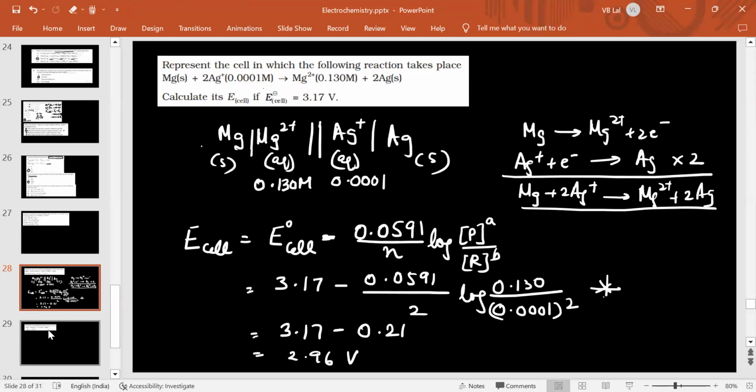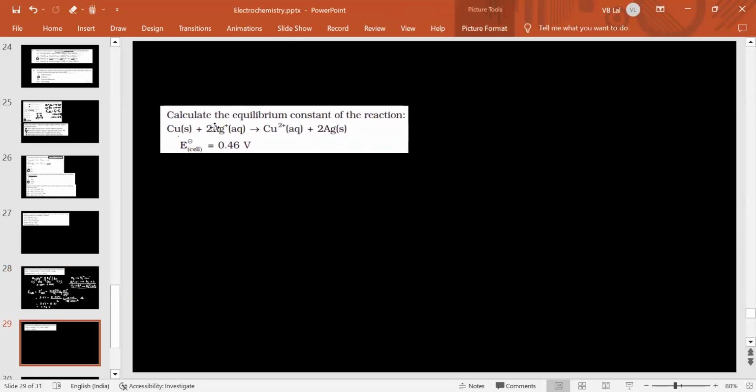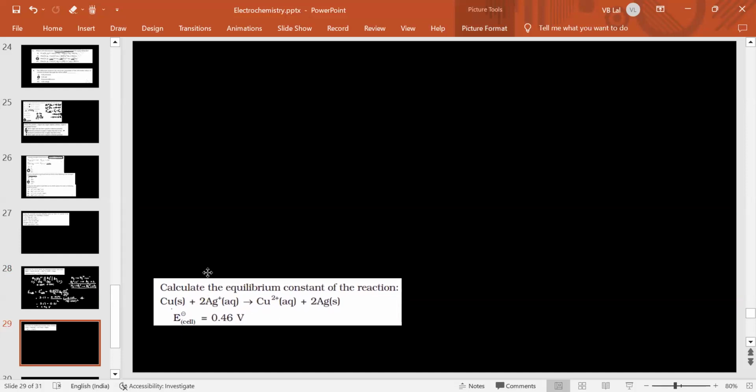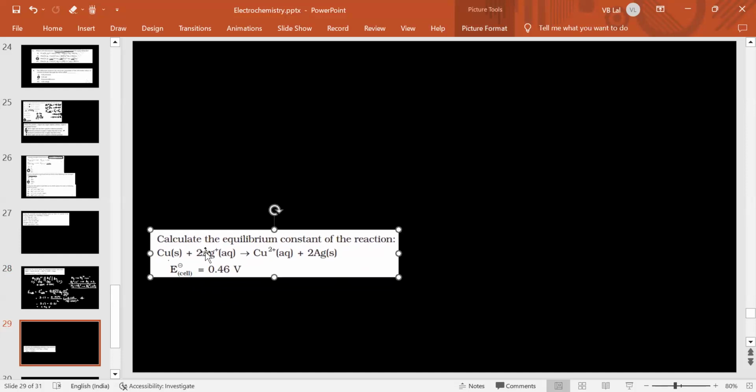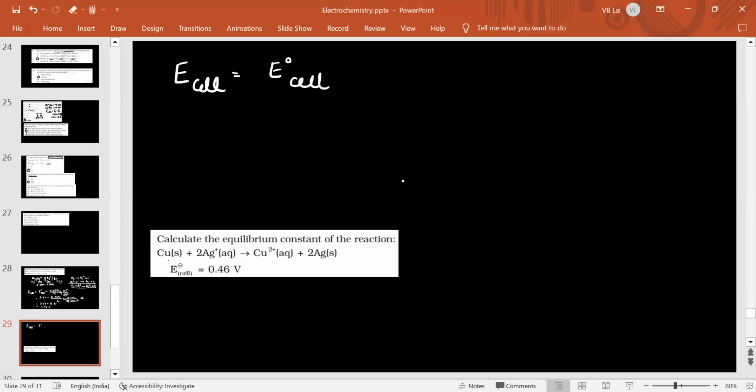Okay, so now we will start something new. And for that, we will write this Nernst equation. So the Nernst equation is E cell is equal to E0 cell. What is happening?